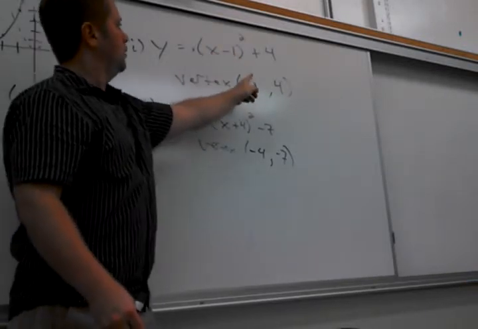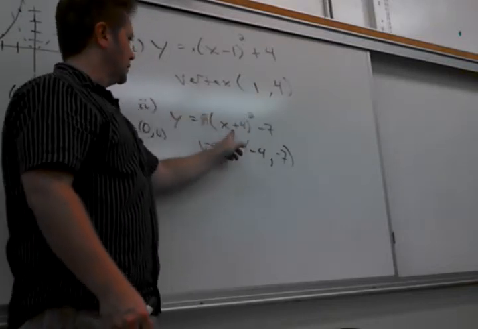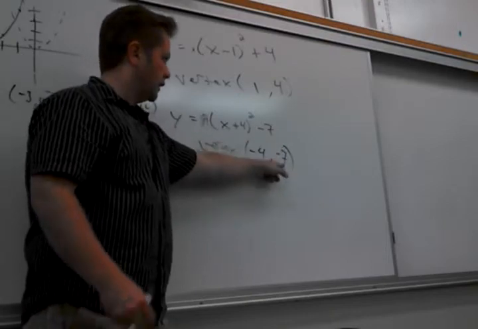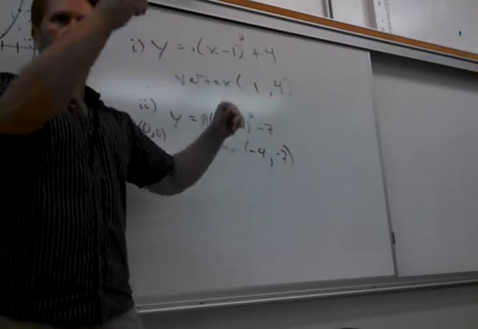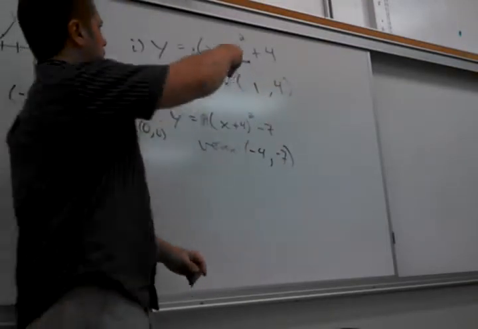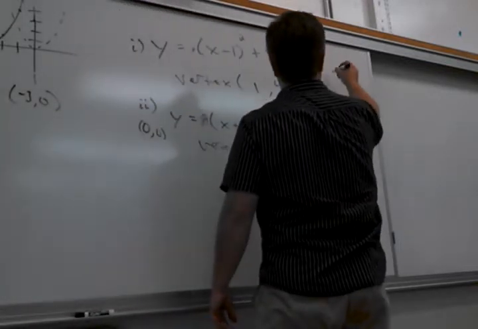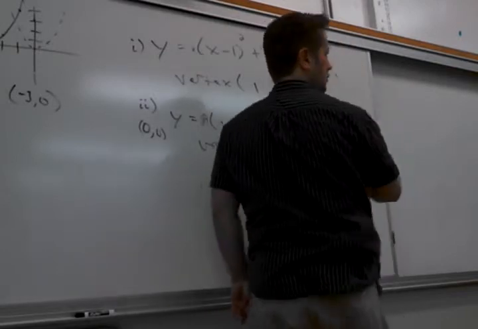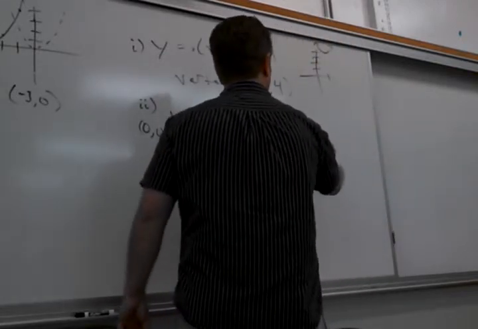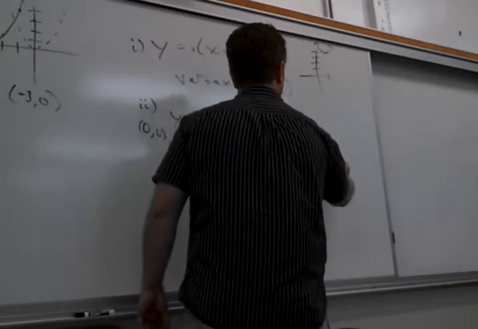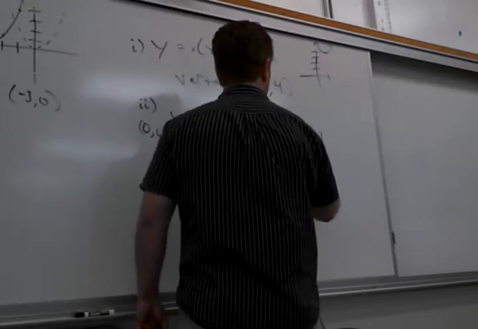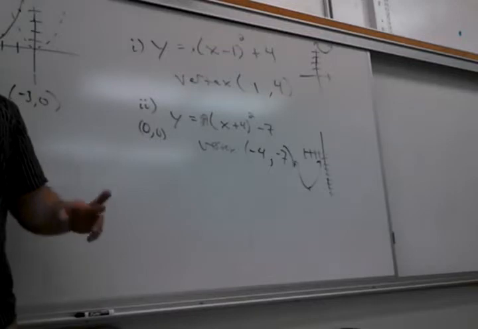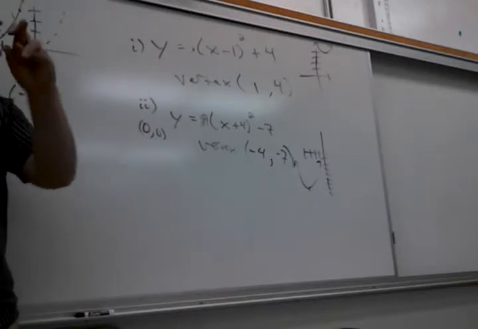So how do you make it 0? 1. How do you make it 0? -4. Right? And then this just tells you exactly how much you moved up or down. So that's going to be the y piece. So this parabola would look like 1 over and 4 up. And then it's going to open up from there. And this parabola would be 4 back and 7 down. And then it's going to open up from there.